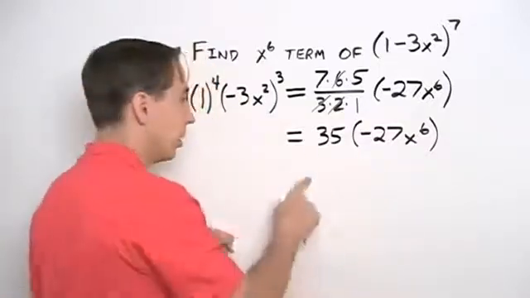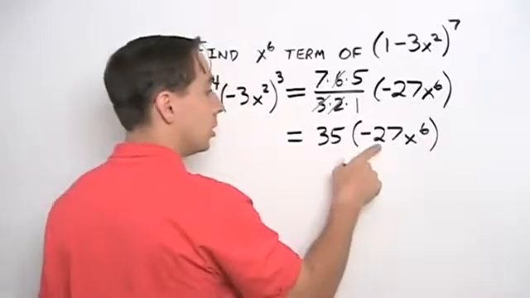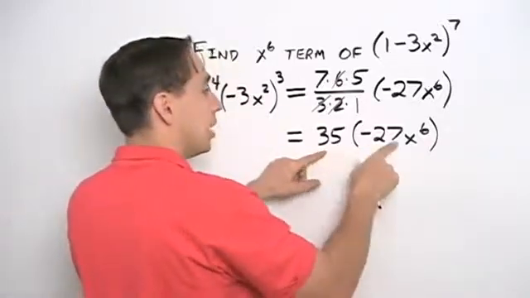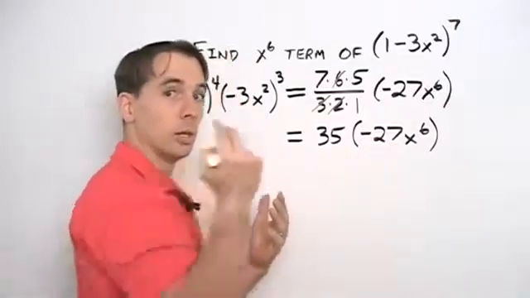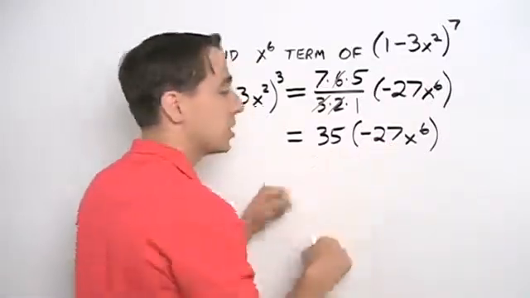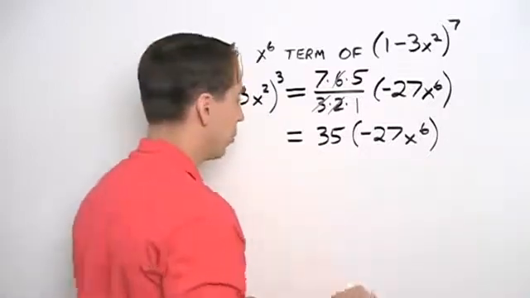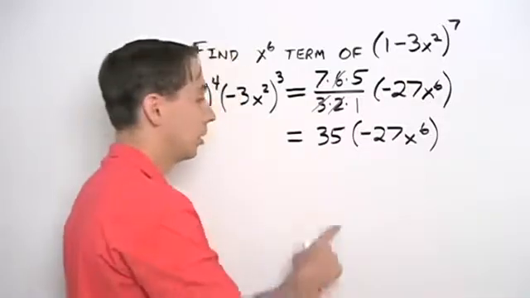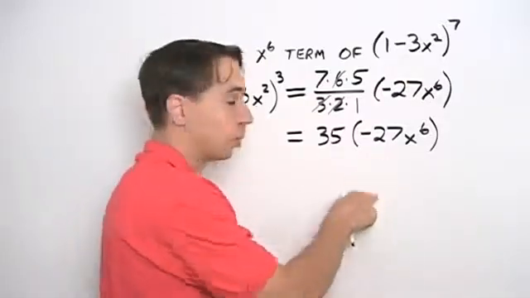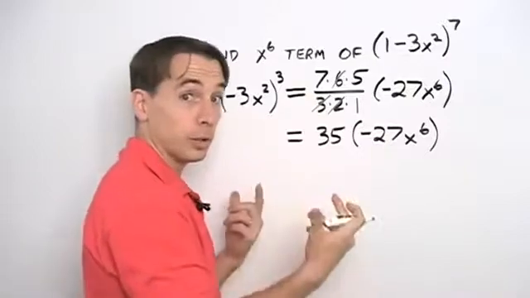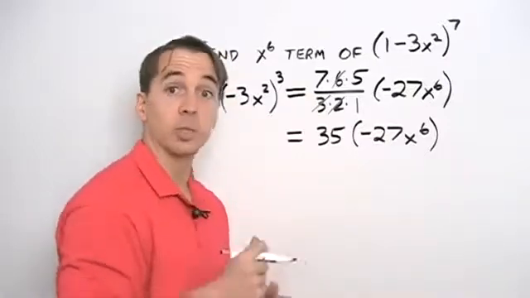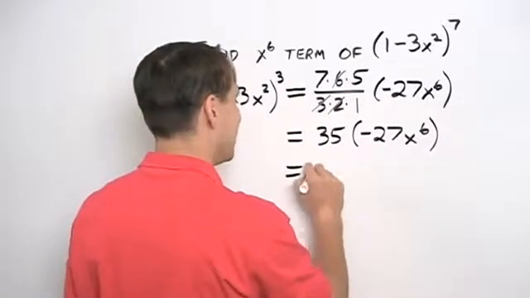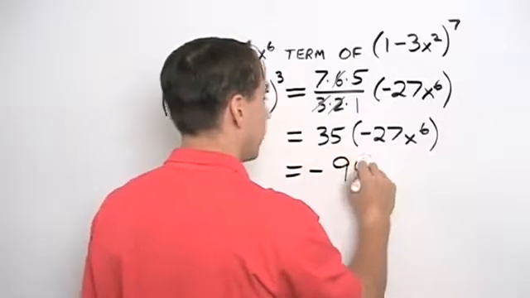35 times 27. All right, 30 times 20, 600. 20 times 5, that's 100. Put it with the 600. Now we have 700. 30 times 7, 210. Put that with the 700. That's 910. 5 times 7, 35. Put it with the 910, 945. Or 35 times 27: 31 plus 4, 31 minus 4. You take 31 plus 4, you multiply it by 31 minus 4, you get 31 squared minus 4 squared. 31 squared is 961. 4 squared is 16. 961 minus 16 is 945.